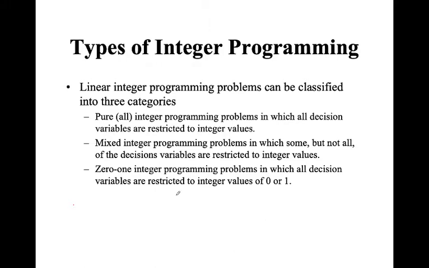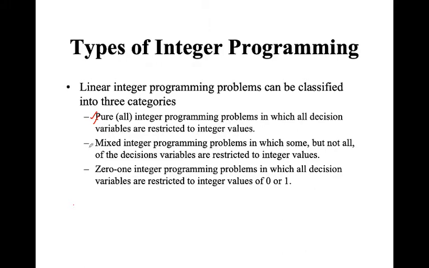There are three types of integer programming problem. The first one is the pure integer programming problem. When we put the integrity constraint on each and every decision variable of a given linear programming problem, it becomes a pure integer programming problem. In this case all the decision variables should be integers.